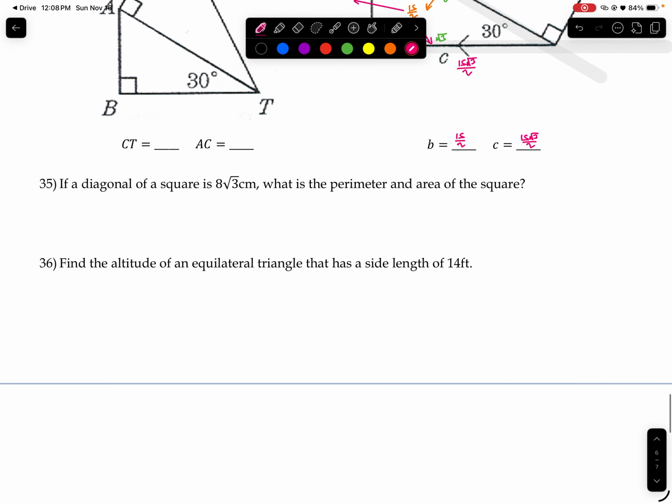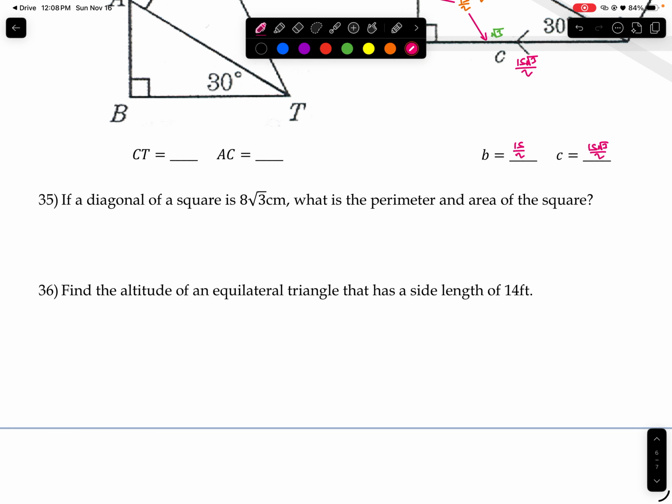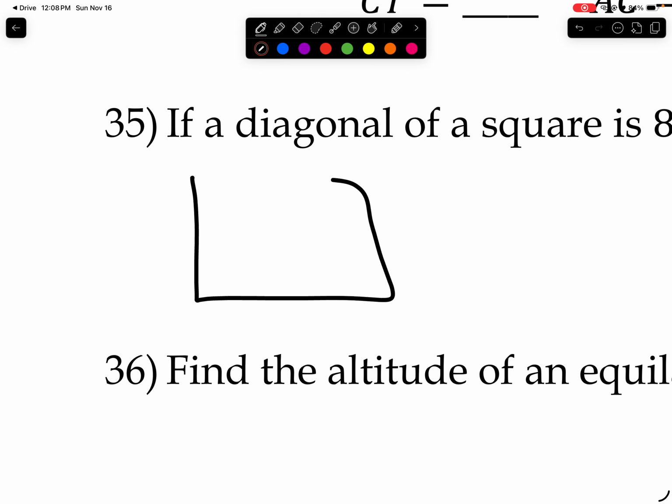All right, and then we have a couple word problems down here. If the diagonal of a square is 8 root 3 centimeters, what's the perimeter and the area of the square? So I'm going to draw a fancy little diagram.